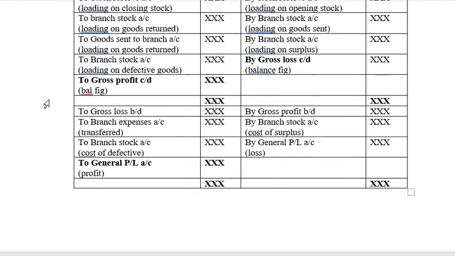Next, the other half of the account is to gross loss brought down. This loss is brought down to the debit side. To gross loss brought down amount, to branch expenses account, which is transferred. Next, to branch stock account, cost of defective goods. By gross profit brought down, this is the profit. If there is profit, then the profit will be carried down to the next year. So by gross profit brought down, by branch stock account, cost of surplus, by general profit and loss account, if it is a loss, it goes to the debit side; if it is a profit, to the credit side.